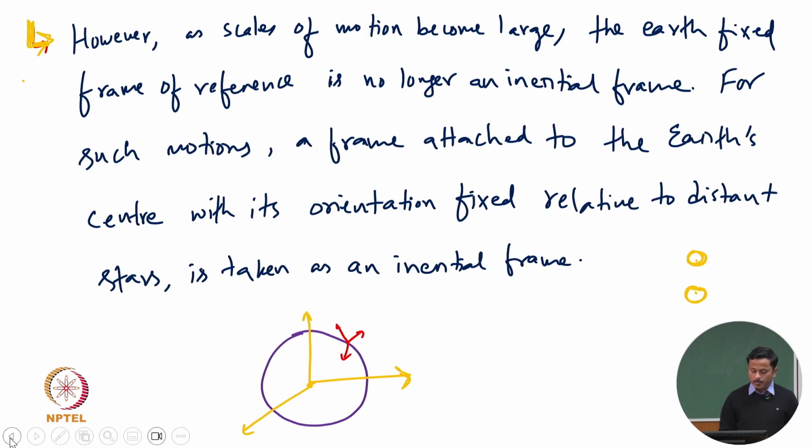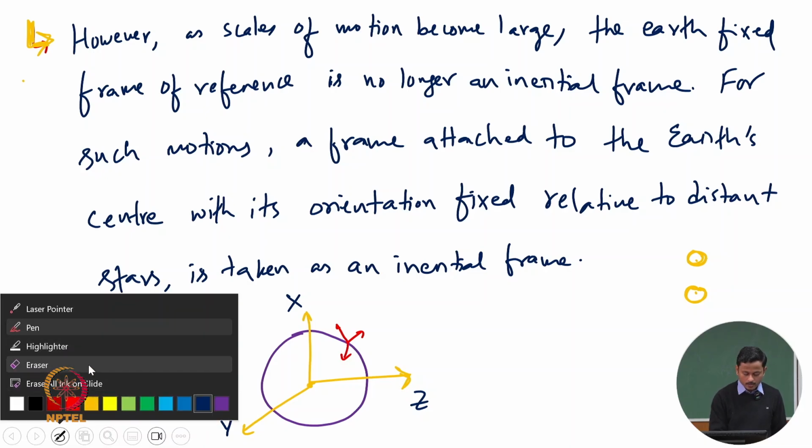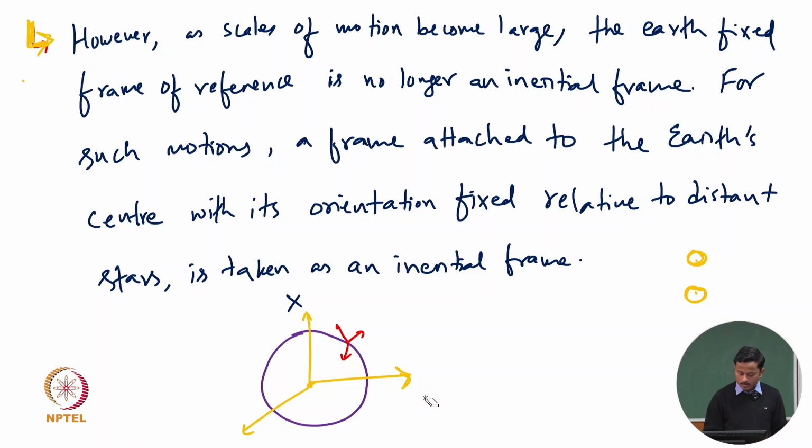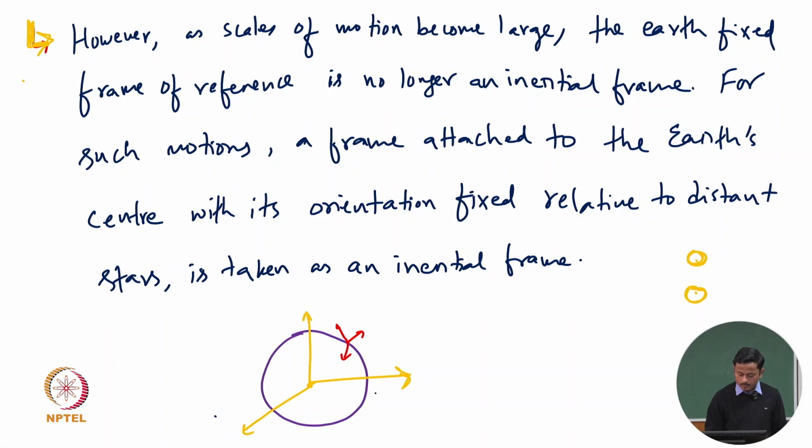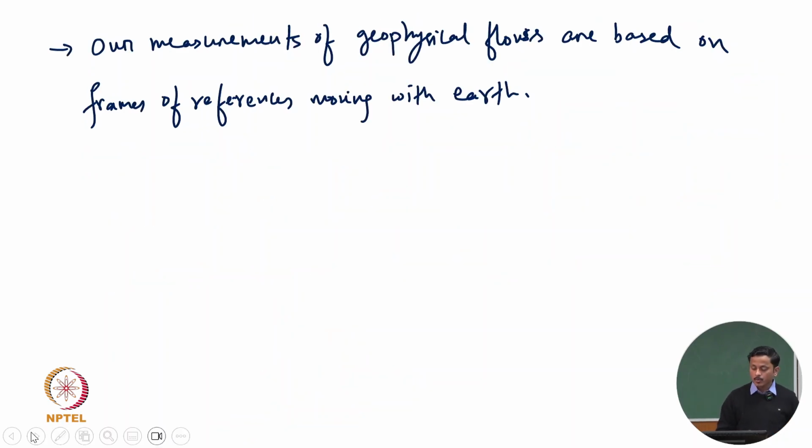Because if we measure our flows with respect to a fixed frame of reference, that is the yellow frame, let's name it capital X, Y, and Z, we will always be having moving boundaries. The Earth is always rotating, so we will always have to take care of the moving boundaries, and keep subtracting the ambient rotation. So we don't do that.